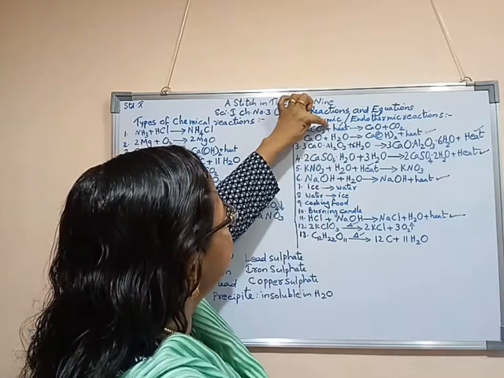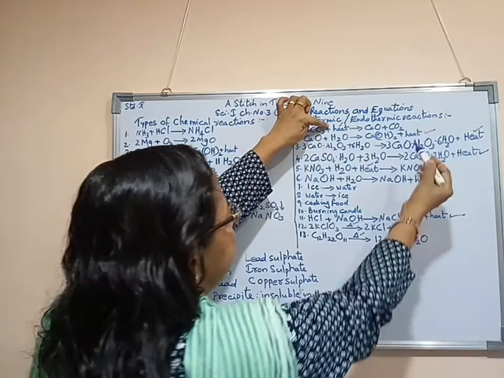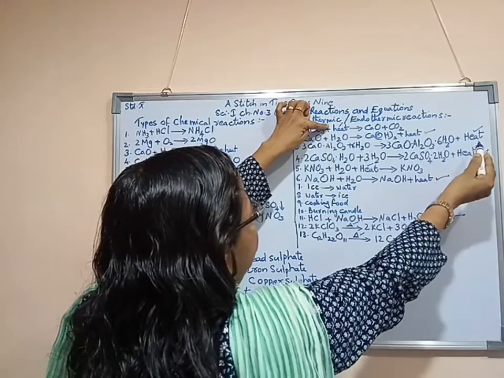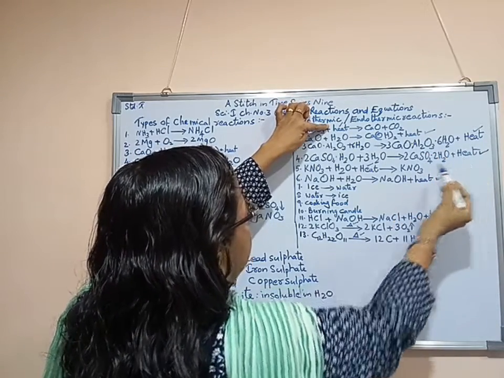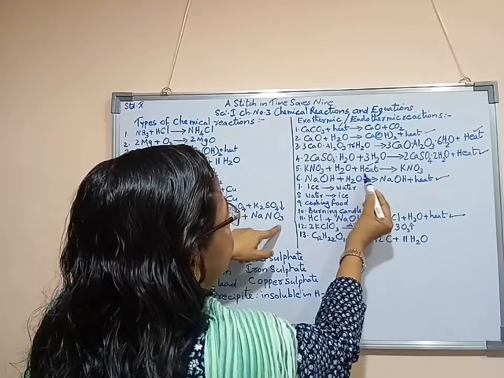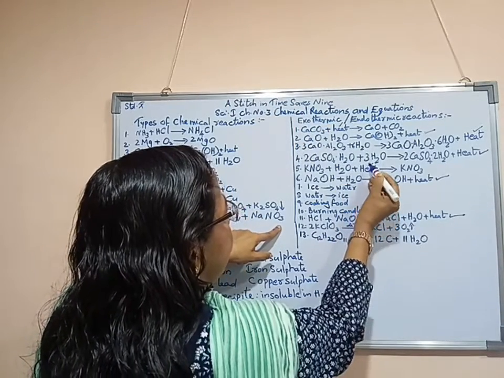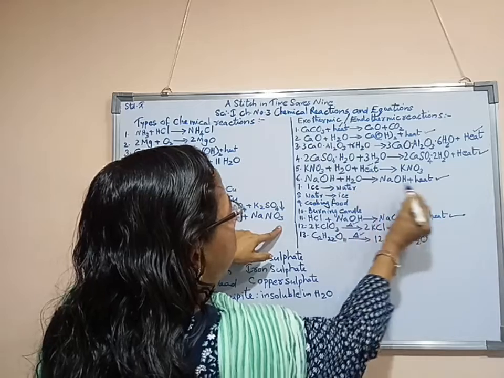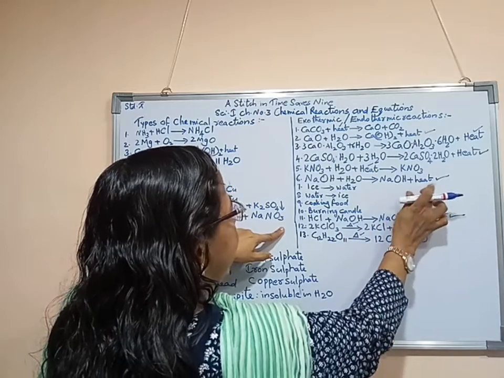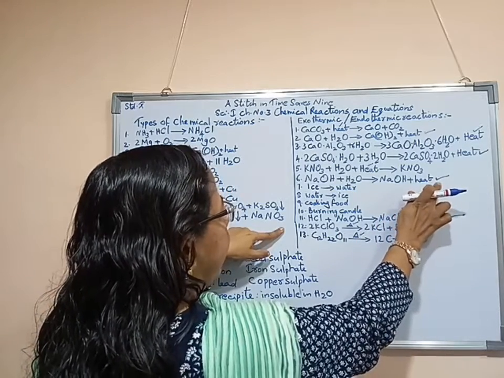The first one we studied as endothermic reaction, second one exothermic, third one exothermic, fourth one exothermic. In the fifth one, heat is on the reactant side, so this is an example of endothermic. Now where heat is on the product side, we can say that this is an exothermic reaction.